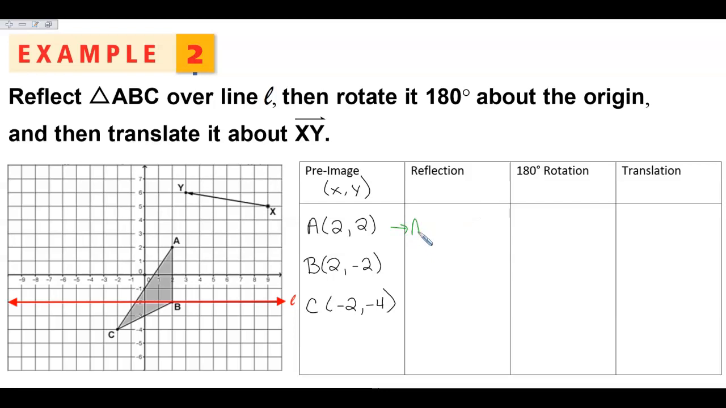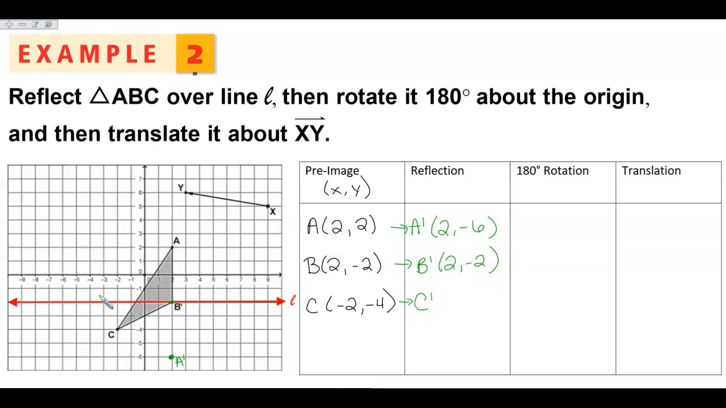A prime is right here. If I count, it is 1, 2, 3, 4 units above the line. So then we're going to turn around and go 1, 2, 3, 4 units below the line. So right here is my A prime. This coordinate is 2, -6. Okay, let's look at B prime. B prime is actually on the line, so it is not going to move at all. So B prime is also 2, -2.